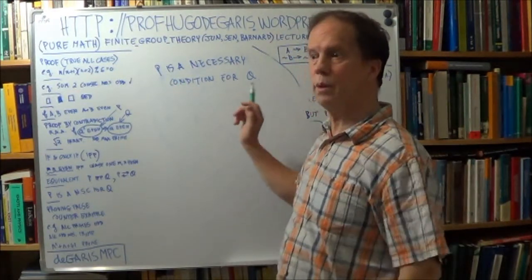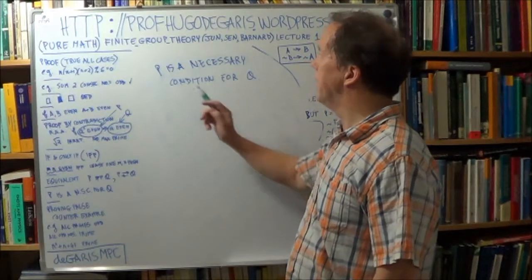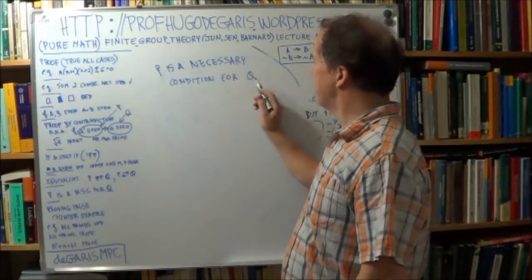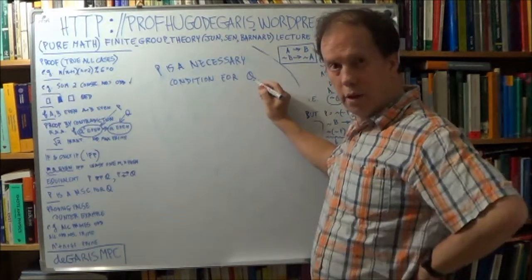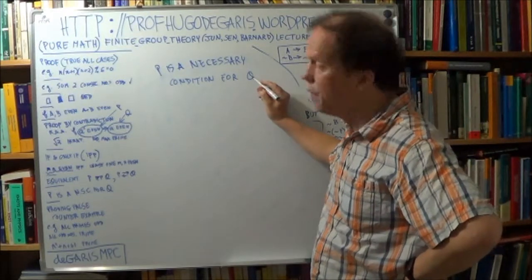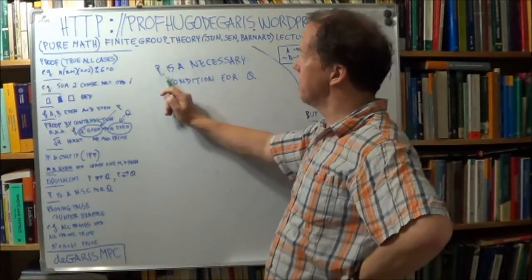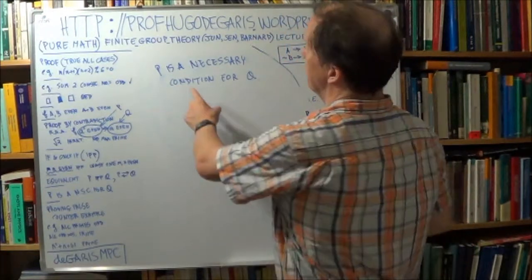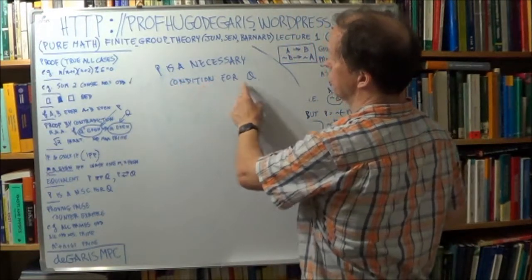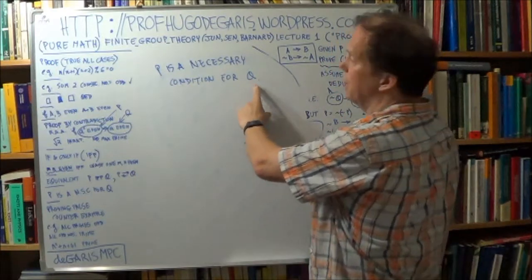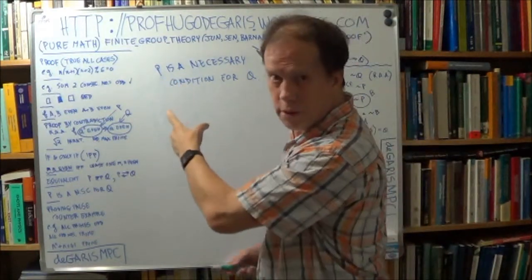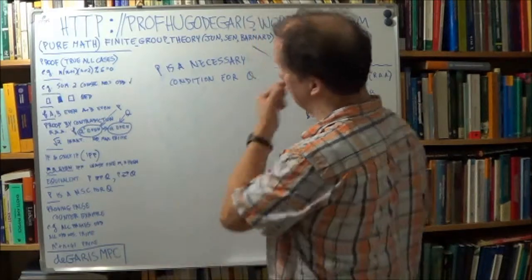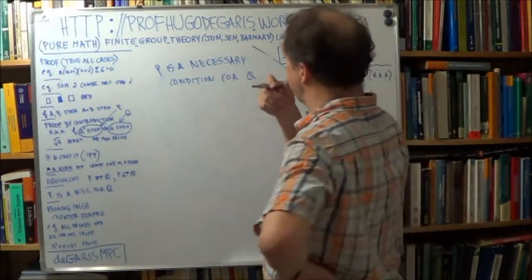Right? For example, let Q be to get into university. Right? Now, a necessary condition, P, would be that you pass the entrance exam. Okay? So a necessary condition to get into university, that's Q, is P. P is you pass the entrance exam. Right?